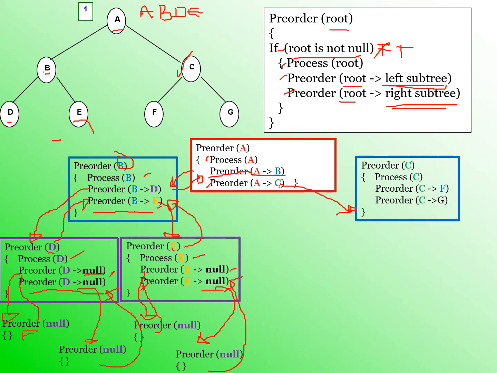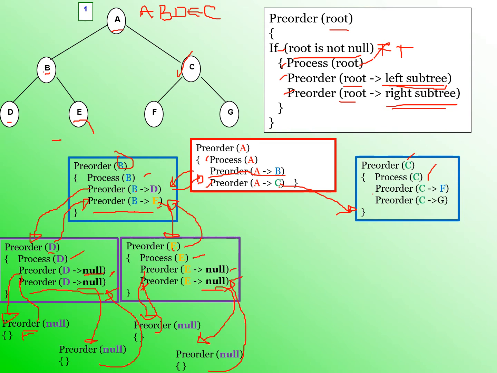Okay? Preorder, pero ang root natin this time ay C. Okay? Now, if root is not null, is root not null? Alright, true. So, if it is true, then process root. So, process natin ang C. So, we're going to display C. And then next, preorder root referencing to left subtree. Preorder C referencing to left.